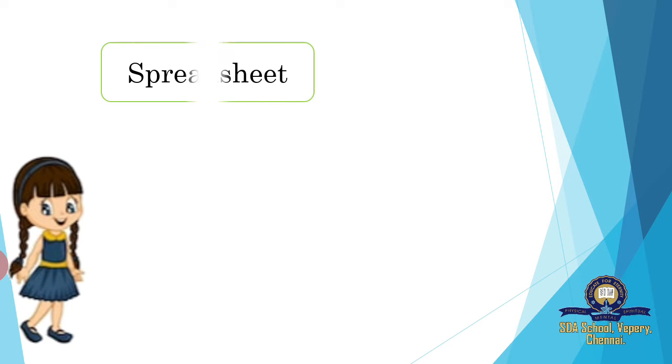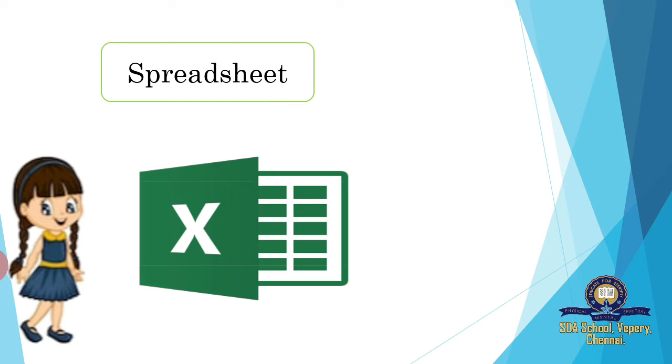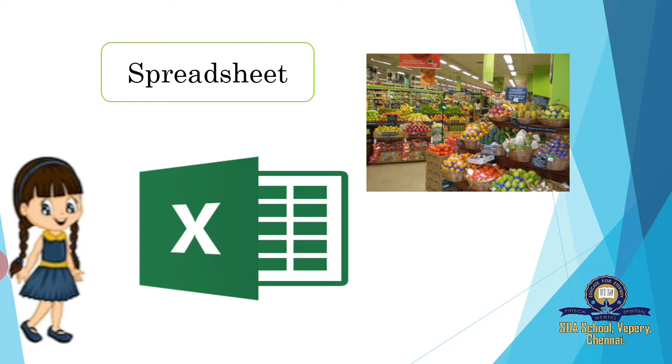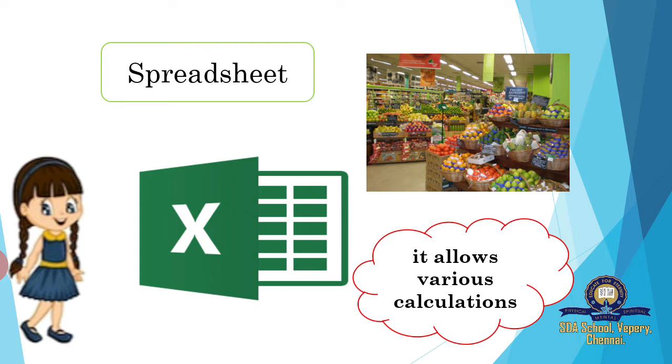And the next example is spreadsheet, that is MS Excel, Microsoft Excel. It is an application software package used to work with tabular data. You all went to a supermarket, right? There in the billing section, they use a spreadsheet for billing. It has rows and columns. We can enter the values in those rows and columns. It also allows various calculations.